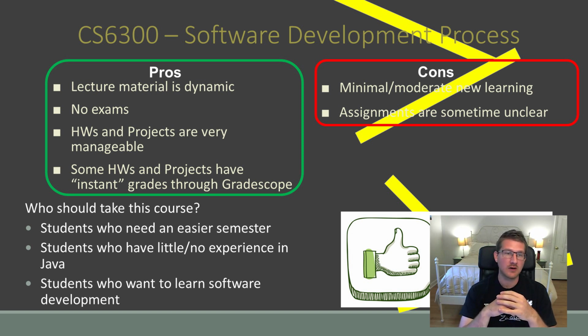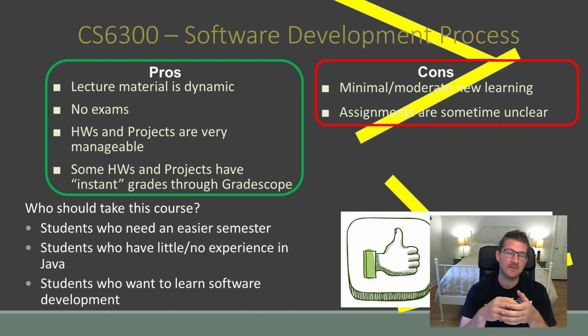Third, the homeworks and the projects are very manageable. This class is just a really good class if you need to take a little bit of a step back from the program, if you feel very overwhelmed and you need a little bit lighter of a semester, or if you were looking for a class that's a good pairing class, this class is a great class to pair. And then fourth, some of the homeworks and the projects have instant grades through Gradescope. And when I say instant grades, what I mean is you submit your code to Gradescope and it immediately grades it right there and lets you know how you're doing.